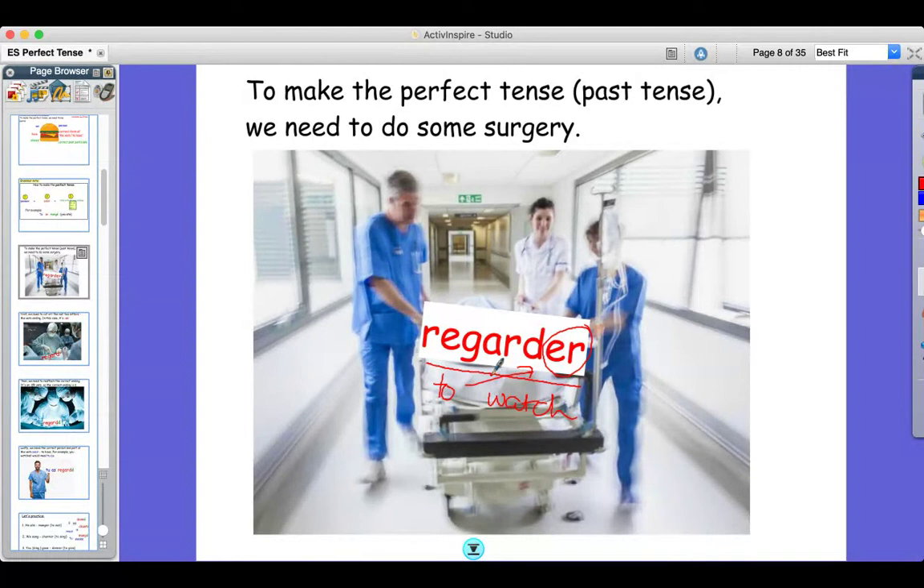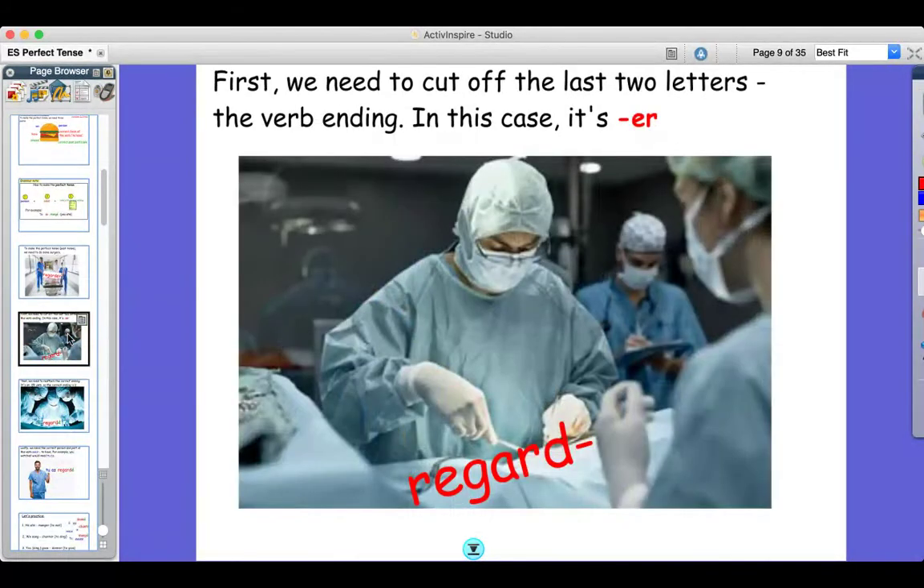Nothing's happened to it yet, so what we need to do is cut off the last two letters. So we can see here the er is gone. Okay, so we are left with regard, okay, with a D. And what this is called is the stem. So we are left with the stem of the verb.